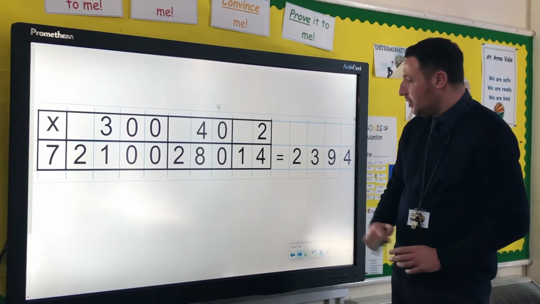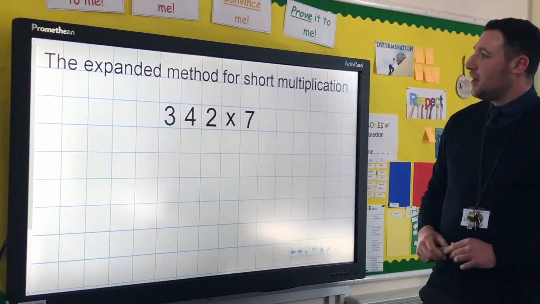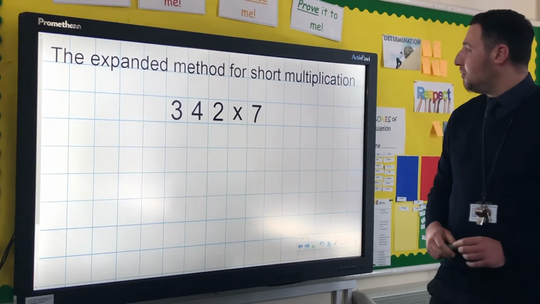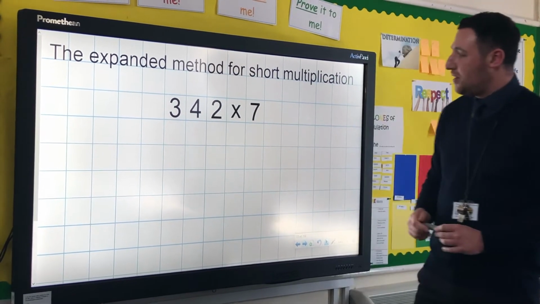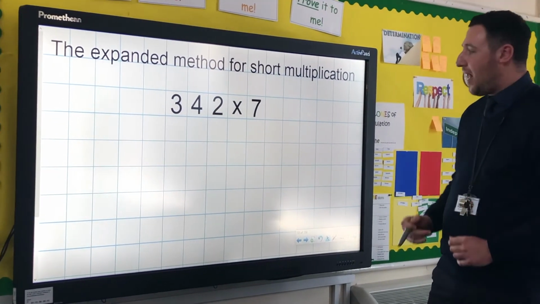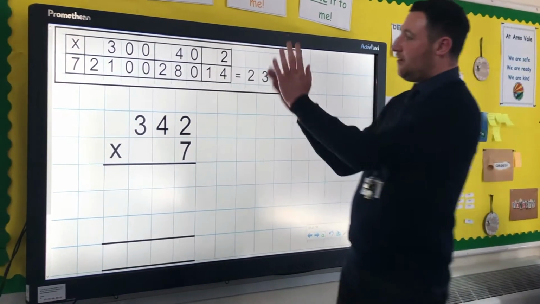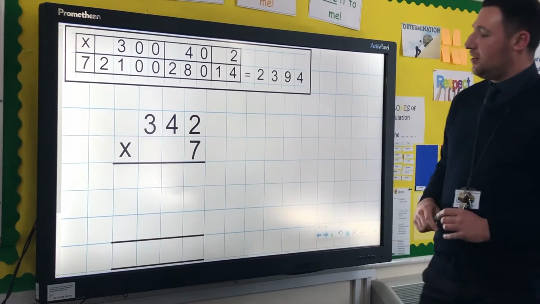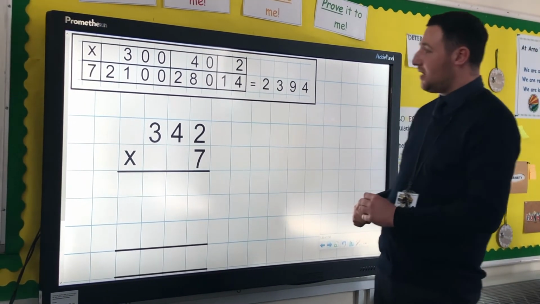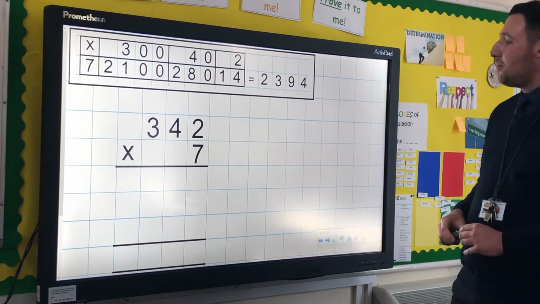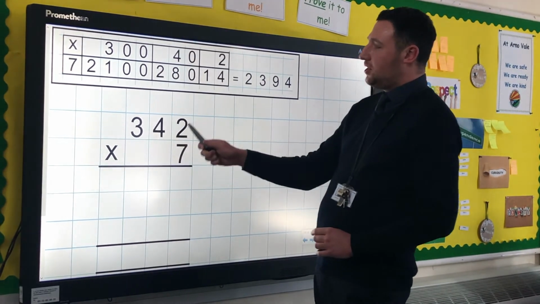In this video, we're going to move on and look at what the children would do typically in year 5. It's the expanded method for short multiplication. I'm going to use the same calculation as in the previous video to show how they compare. So we've got a 3-digit number times a 1-digit number. I've left the grid method calculation up so that we can see how these compare, and we do that with the children as well so that they can see what they're building on and how it progresses.